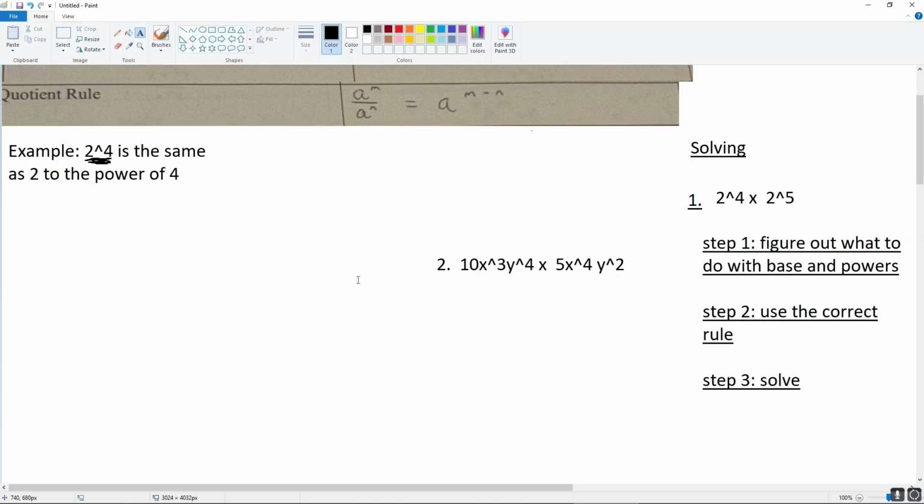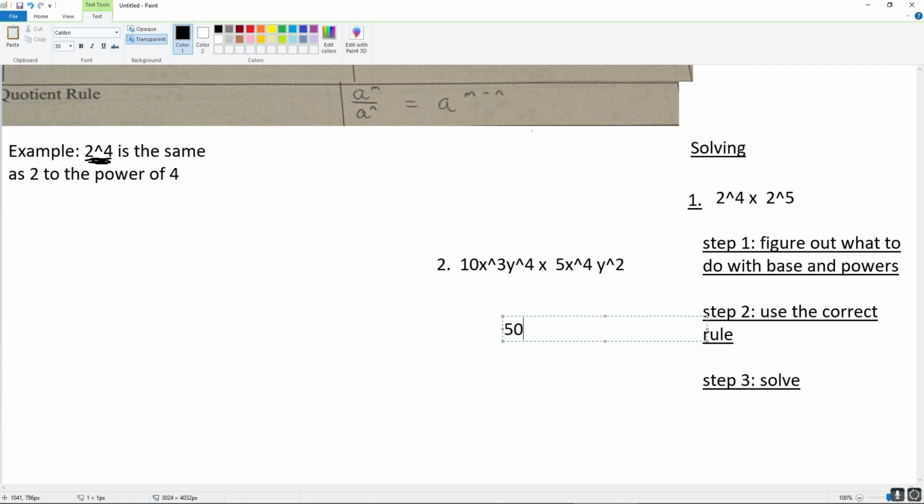Okay, so for the last problem, we're going to stay with the product rule since it's simpler. And there might seem like there's a lot of exponents, which there is. So for this one, since the bases are different, what you would have to do is 10 times 5, which would be 50. And then you have x to the power 3, and then you have x to the power 4. They're both the power for x. So you do 3 plus 4, which is 7.